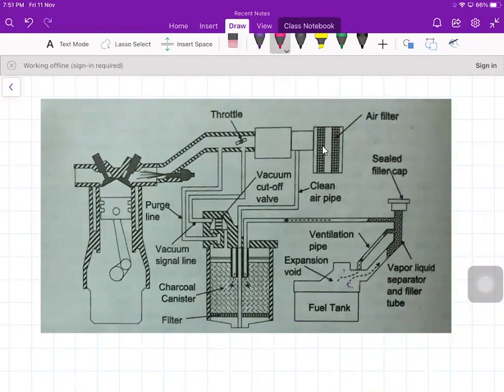Now, just before that, we understood how the losses occurred in a fuel tank. The same concept is also applicable with a carburetor, and both can be connected at the same place. As of now, we are dealing with it without a carburetor.